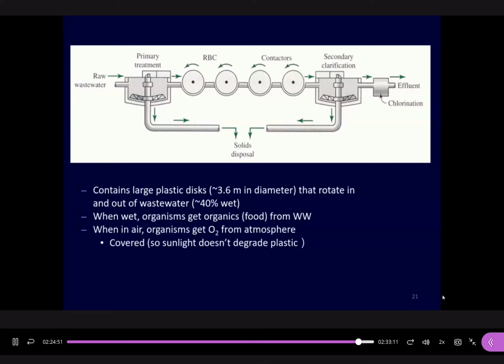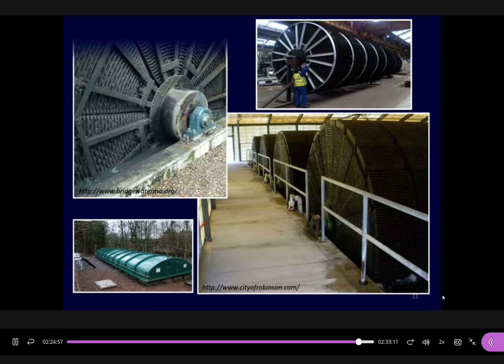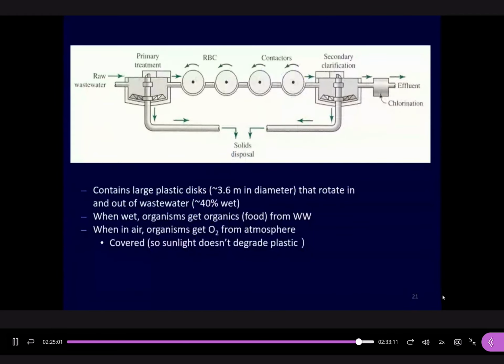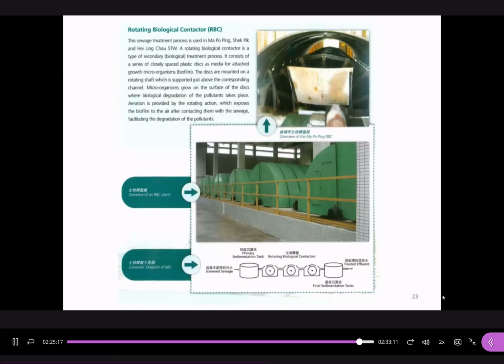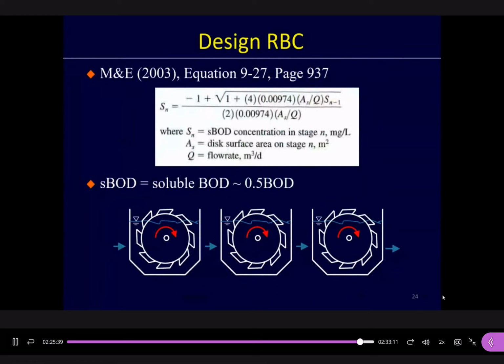It's covered so sunlight does not degrade the plastics, right? And these discs are large, 3.6 meters in diameter. Look at some pictures. These are the discs. On the surface, we have growing biofilms. We do have some in Hong Kong, like Maple Pin, Hen Chow, etc. RBCs, small scale. So how do we design an RBC?